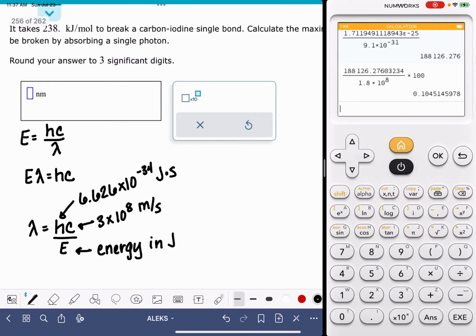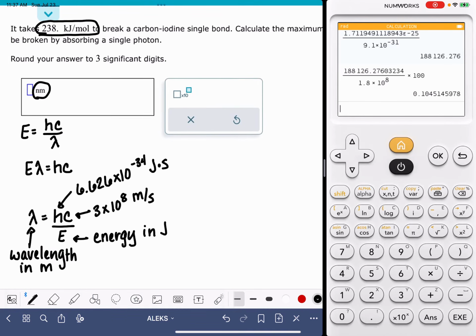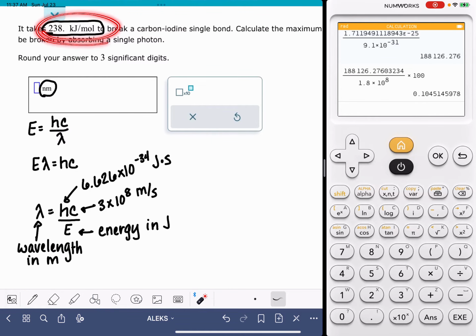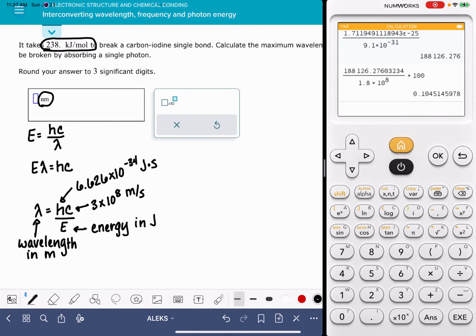So one of the things that we're going to have to do is adjust the units on the value of energy because it's been provided to us in kilojoules per mole. And when we solve for lambda, that is going to give us the wavelength, and it is going to be in units of meters, and we're going to have to do a unit conversion on that as well. So let's start by getting our energy converted into the right unit so that we can plug it into the equation. For this problem, the energy that's provided to me is 238, and the units are kilojoules per mole.